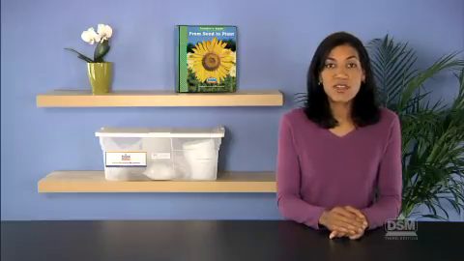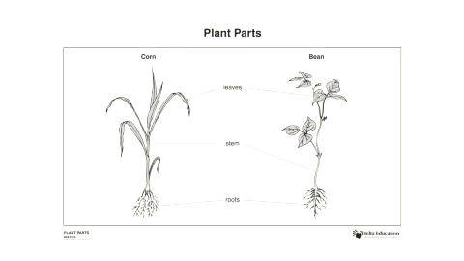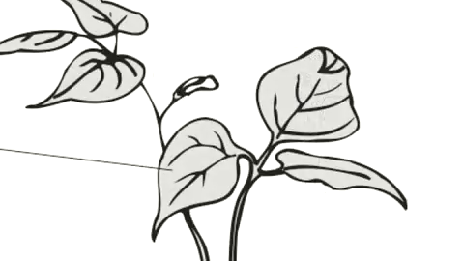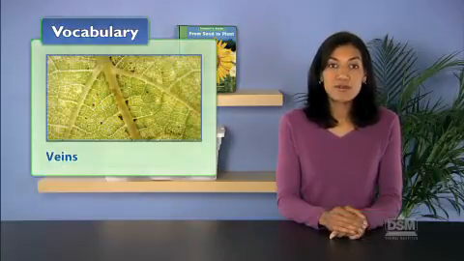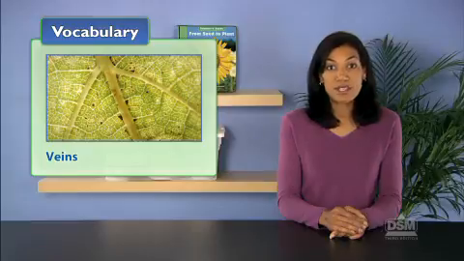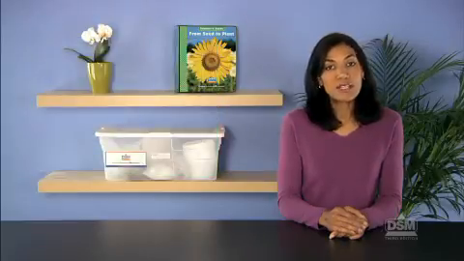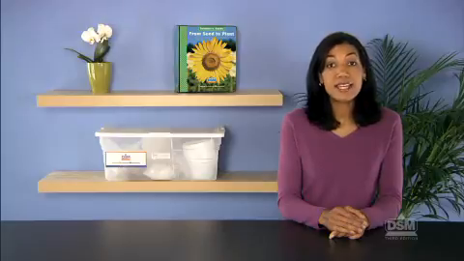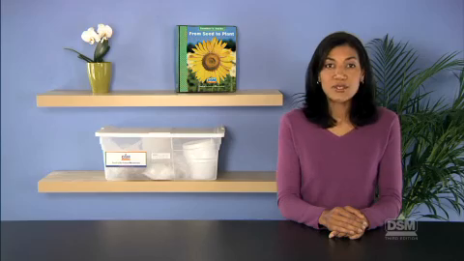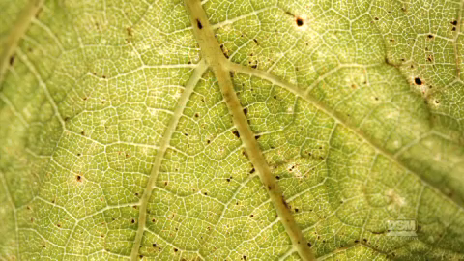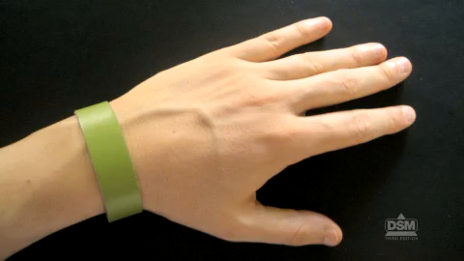Tell students that the thin lines in the leaves on the plant parts chart are called the veins. Ask students, what do you think the veins in a leaf do for the leaf? Explain that the veins carry food and water in and out of the leaf. Note that veins are also found in the roots and stem, and they form a continuous tube from the roots to the leaves. Tell students that a plant's veins are like a person's veins that carry blood.